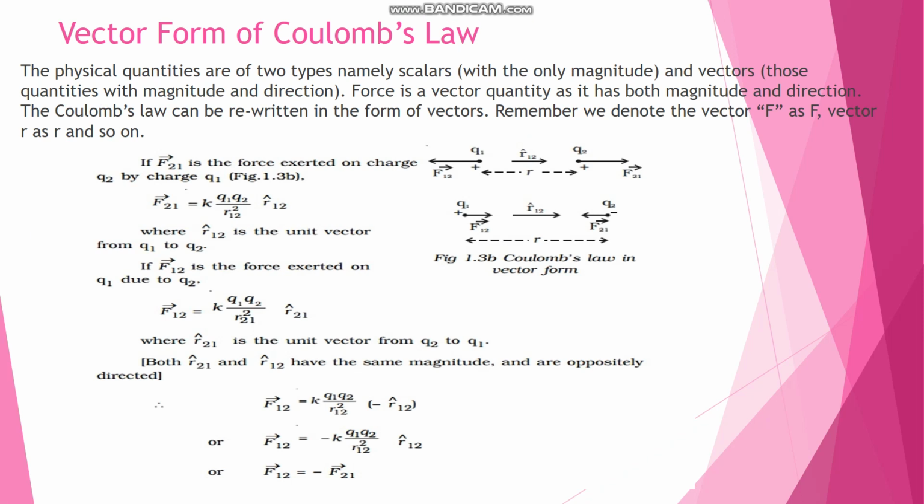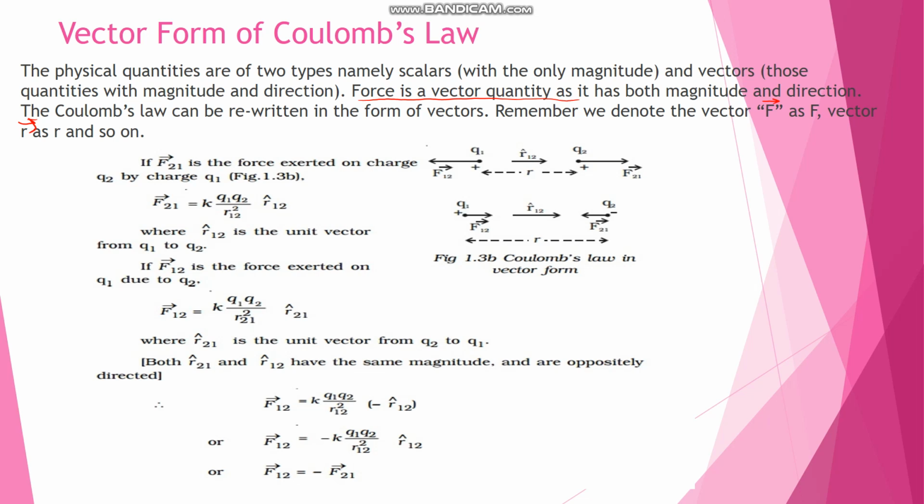As we know, the force is a vector quantity as it has magnitude and direction. So Coulomb's law can also be written in vector form. We are going to denote F as an F vector here and distance r as an r vector. Now as we can see in this diagram, two charges q1 and q2 are separated by a distance of r.